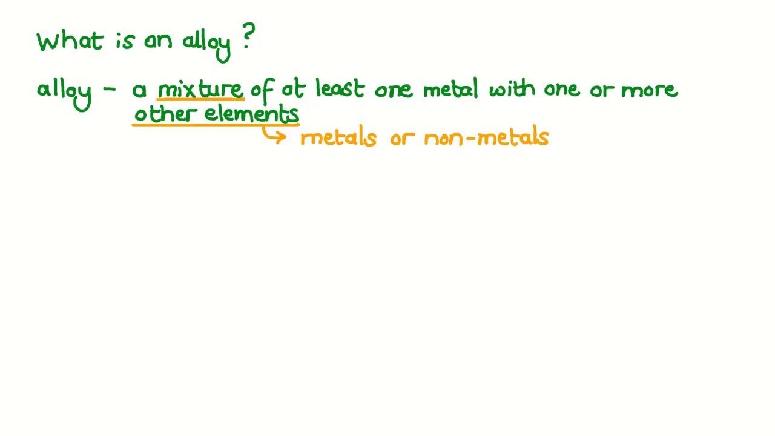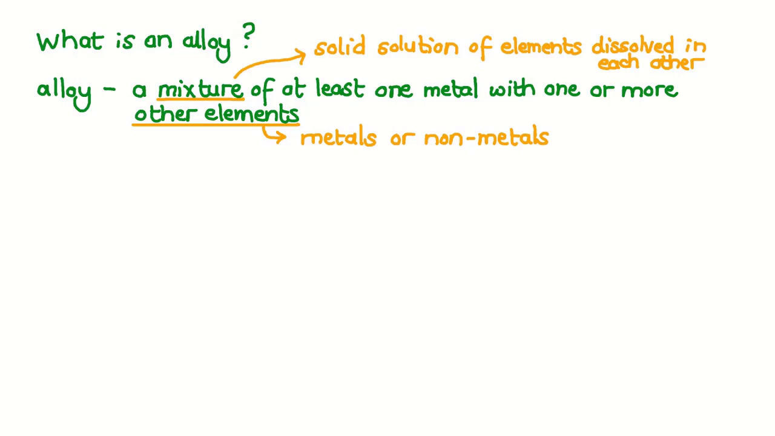We said an alloy is a mixture. It's actually a solid solution of elements dissolved in each other. Now, almost all metals around us in our everyday lives are alloys and not pure metals. So how do we get a solid solution mixture of a metal with other elements?